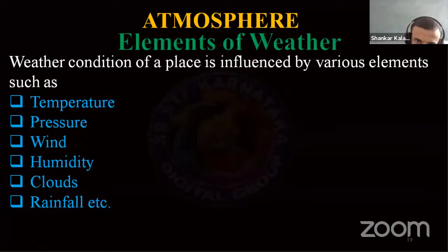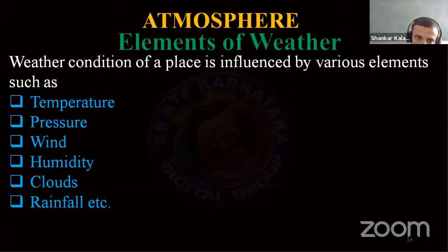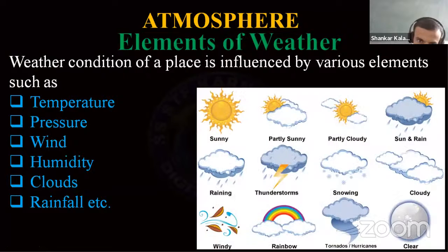These are the influencing factors on the climate, but the important elements of weather are temperature, pressure, wind, humidity, clouds, and rainfall, etc. These are the important elements which help us to keep the weather condition in good manner. This is the picture of the sun and clouds during different parts of the day.